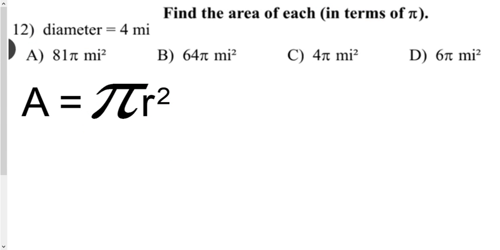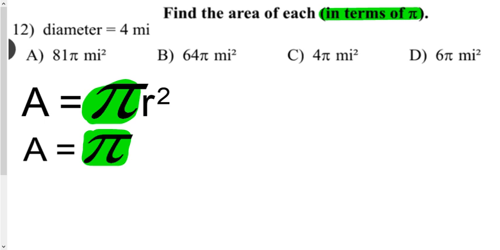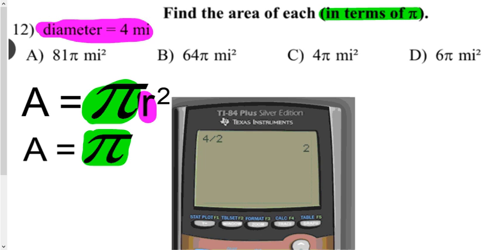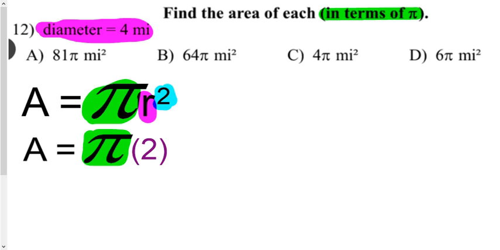Number 12 is the last one. It's still in terms of pi, so the pi is just going to be waiting there. They give us the diameter, and we need the radius. So again, 4 divided by 2 is 2. Hopefully you can do that in your head. So your radius will be 2. And then raise that to the second power. 2 to the second power is 4. So 4 pi.